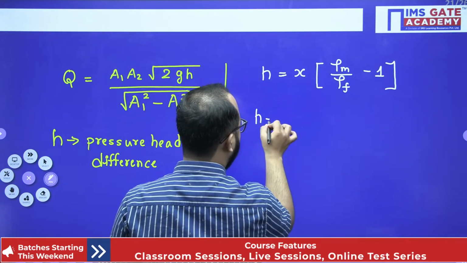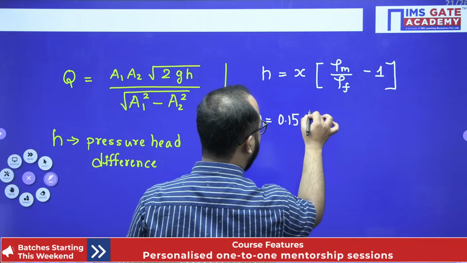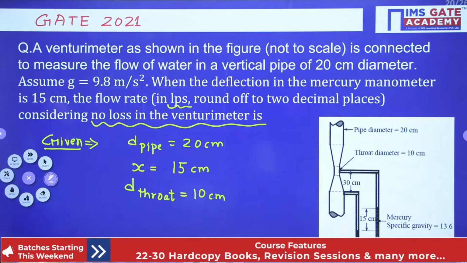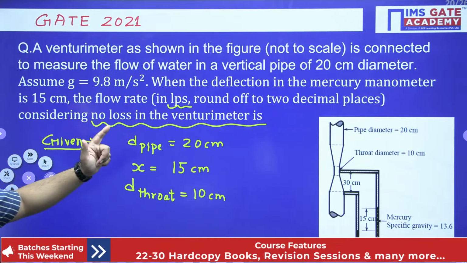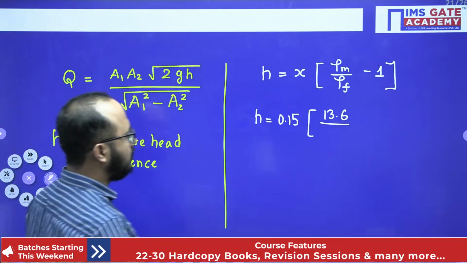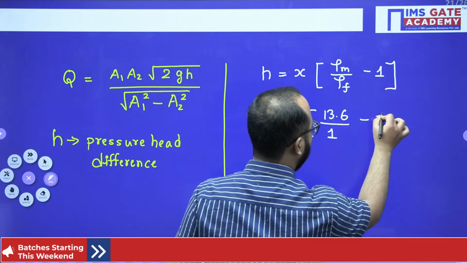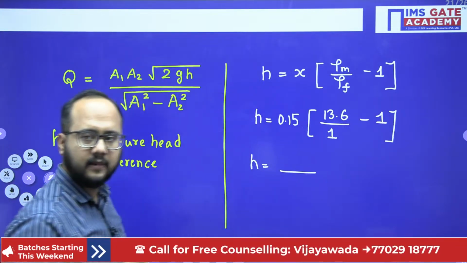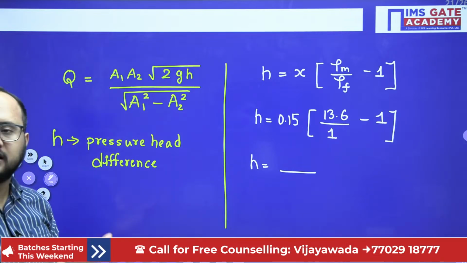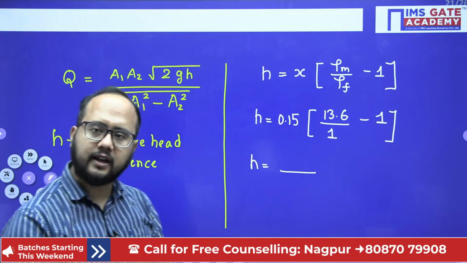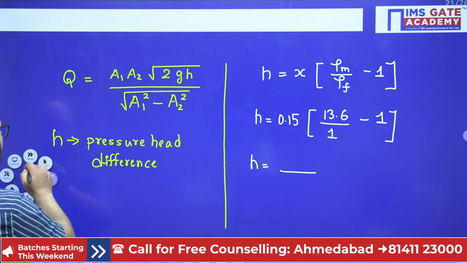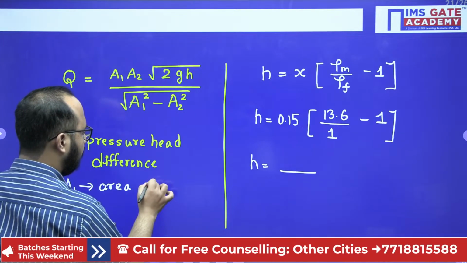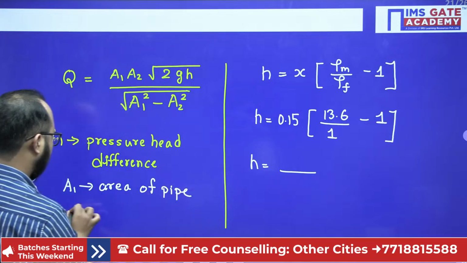So H value you can directly calculate: 0.15 because 15 centimeter is the deflection, times 13.6. I am taking specific gravity, not the density, because again same thing it will be there. What they have mentioned is water, so for water specific gravity will be 1. So from that I can directly calculate the value of H. Very easy for us, correct? A1, A2: A1 you can consider the area of pipe, A2 the area of throat. So H I have calculated, A1 A2 I know, area of pipe because dia is already given, and A2 area of throat.